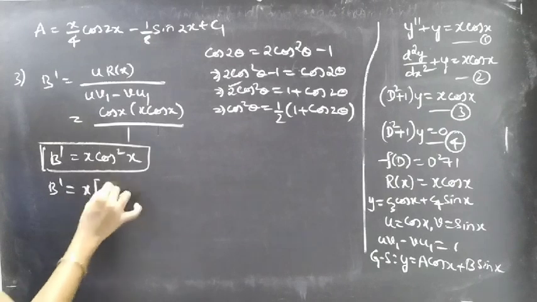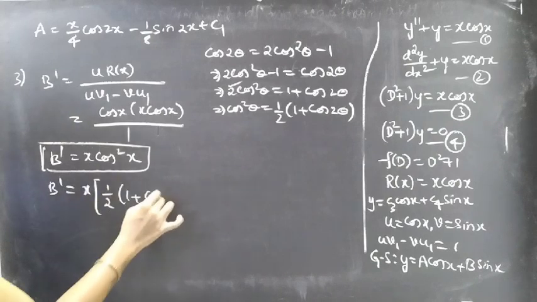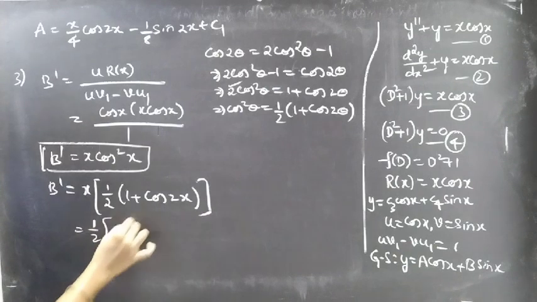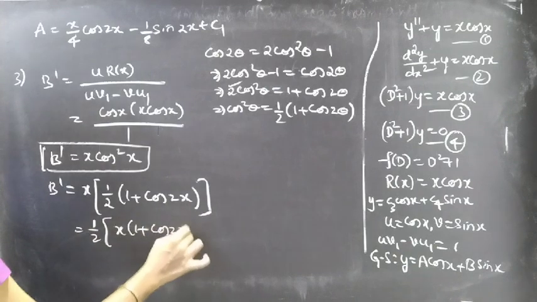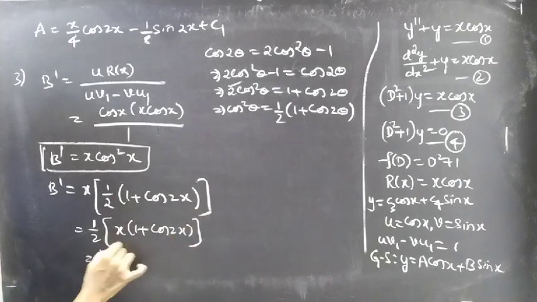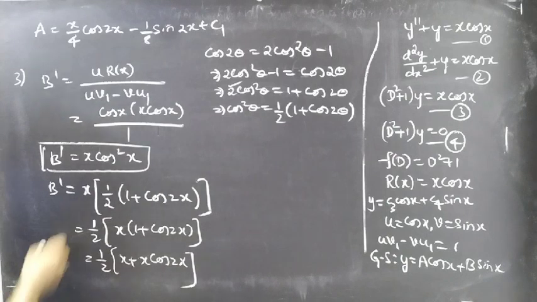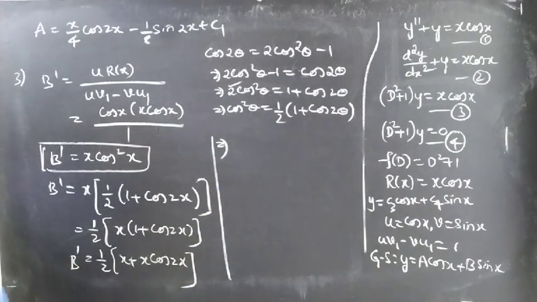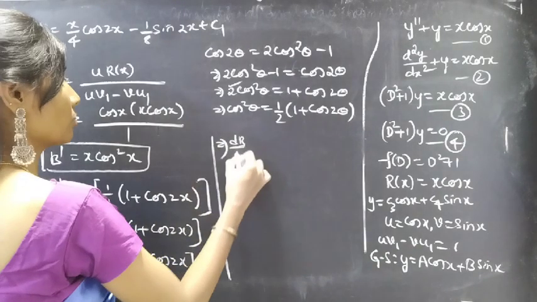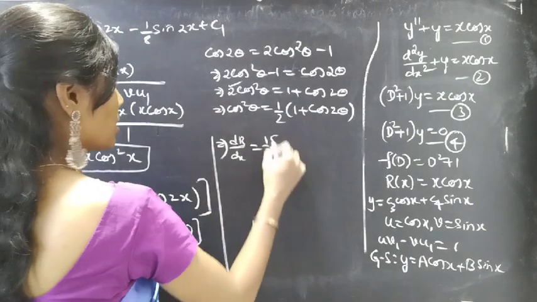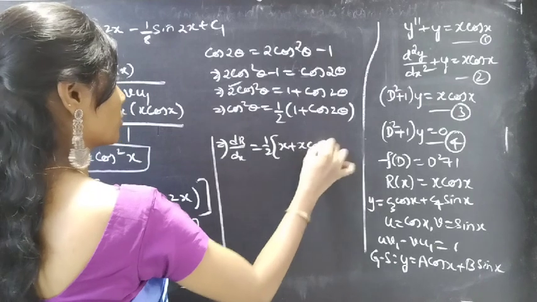Then we get x times 1 by 2 into 1 plus cos 2x, or we can write it as 1 by 2 of x of 1 plus cos 2x, right? This equals 1 by 2 into x plus x cos 2x, which is our b dash. Okay, we know that b dash is nothing but the derivative of b with respect to x, which equals 1 by 2 of x plus x cos 2x.